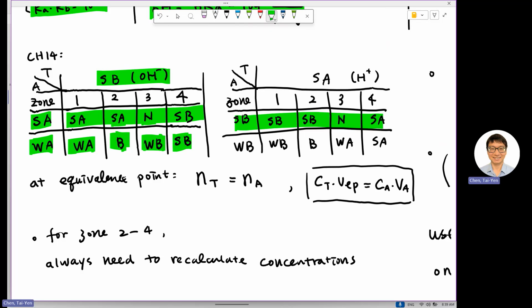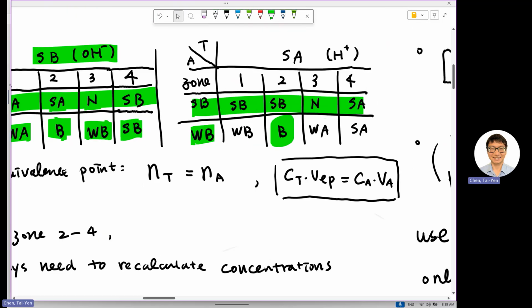The thing I want to point out is that for weak acid and weak base titrations, zone 2 is always a buffer, always. This is probably where students have the most difficulty figuring out the pH. So we're going to go through a few examples. To handle all these things, the equation that we always need to use is this.